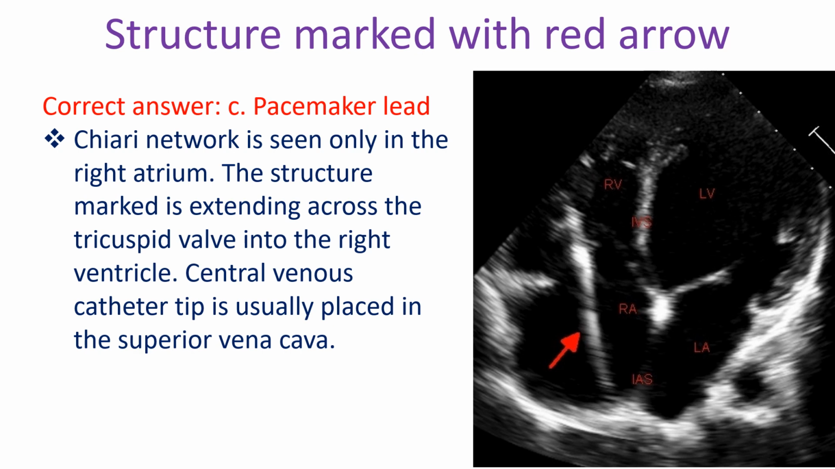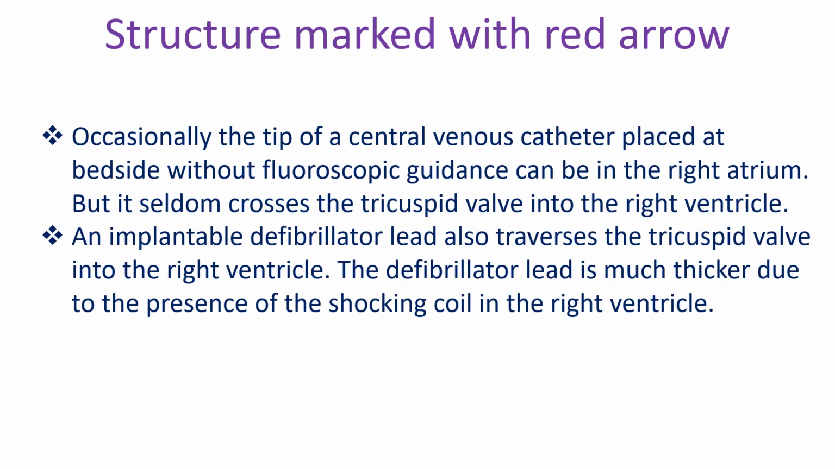Central venous catheter tip is usually placed in the superior vena cava. Occasionally, the tip of a central venous catheter placed at bedside without fluoroscopic guidance can be in the right atrium, but it seldom crosses the tricuspid valve into the right ventricle. An implantable defibrillator lead also traverses the tricuspid valve into the right ventricle. The defibrillator lead is much thicker due to the presence of shocking coil in the right ventricle.